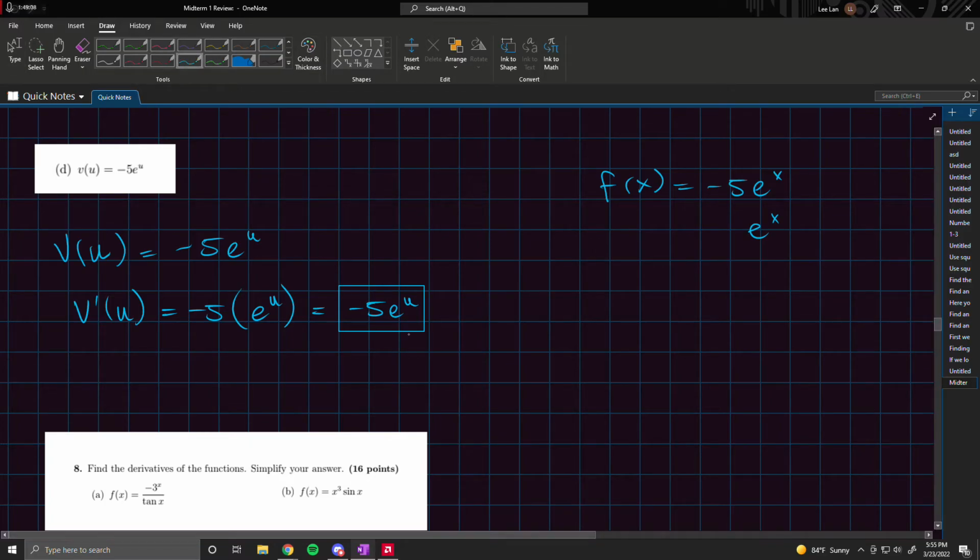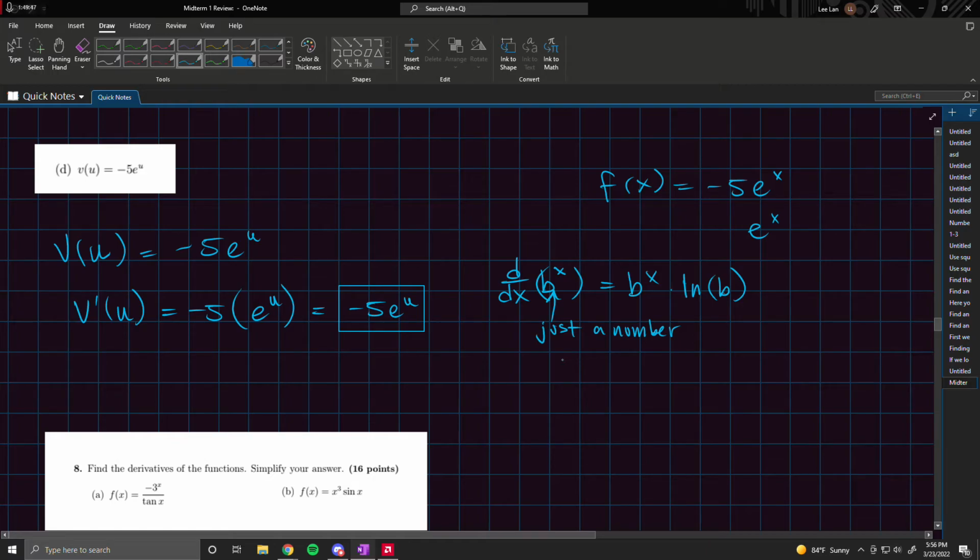Why is the derivative of e to the u just itself? Well, if you can remember this rule, the derivative of b to the x is b to the x ln b, right, and b is just a number.